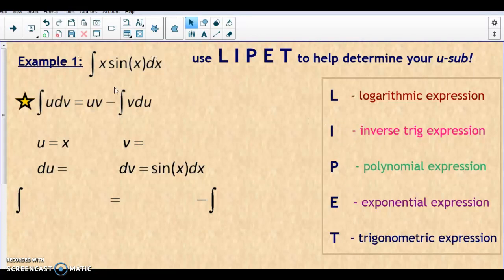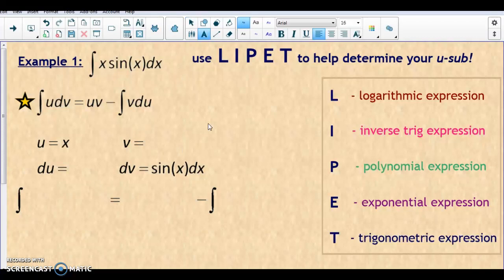Meaning if you have an inverse trig and an exponential in the same problem, inverse trig will be your u sub. So in this problem over here, I have a polynomial and a trig expression. The polynomial expression, p comes before t, so p is my u substitution. So my u is x, and therefore what's left over is my dv.